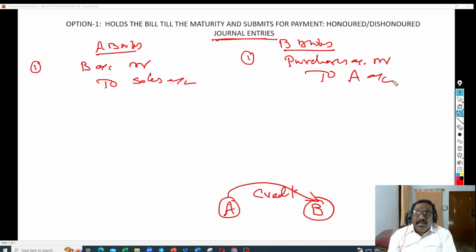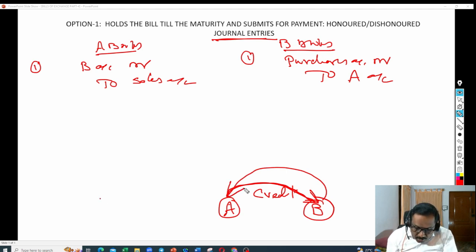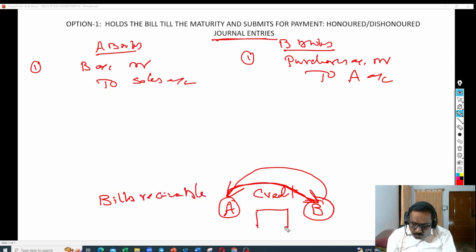After selling the goods, what will A do? A will write a bill on B. Once the bill is written, A will go to B and ask B to sign the bill, and he will get his bill back. That bill is called bills receivable. This bill has two names. What are those two names? A calls this bill bills receivable. B calls this bill bills payable.